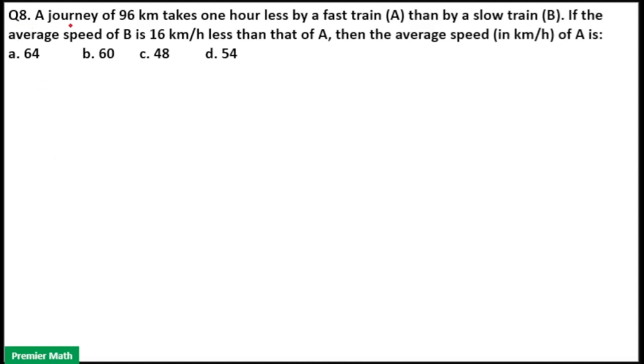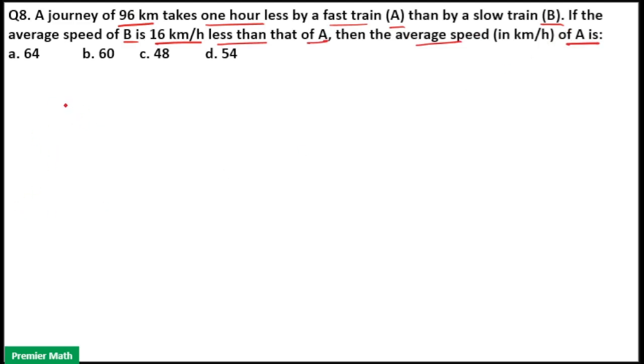Next is question number 8. A journey of 96 km takes 1 hour less by fast train A than by slow train B. If the average speed of B is 16 km per hour less than that of A, then the average speed in km per hour of A is.